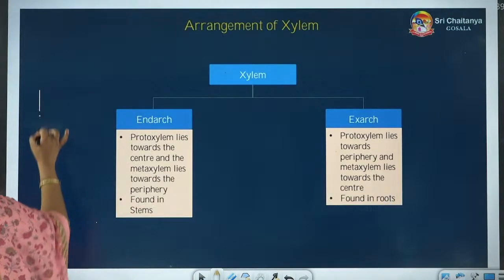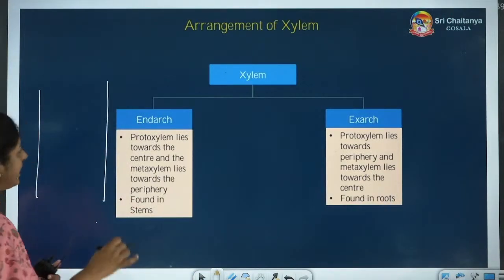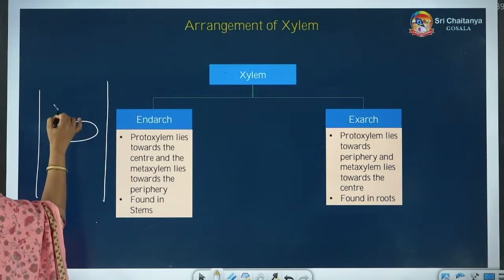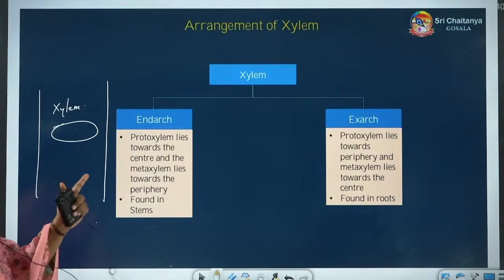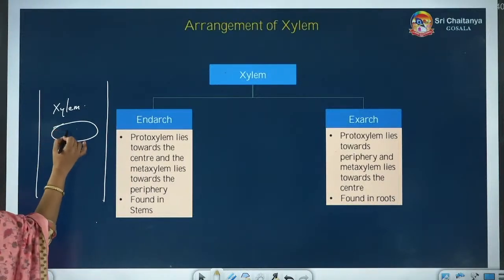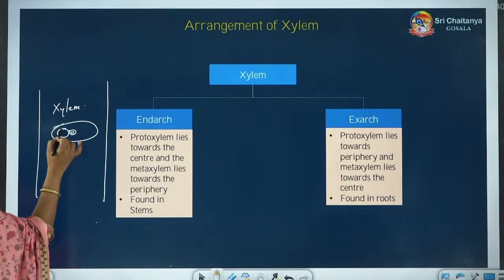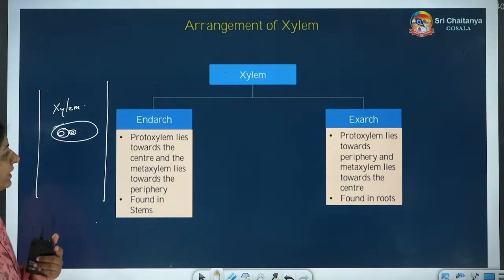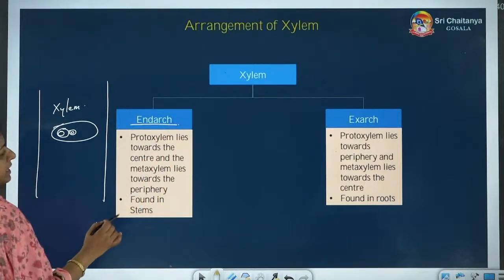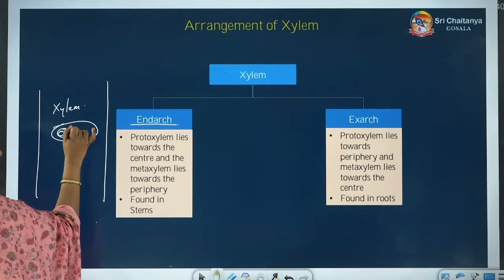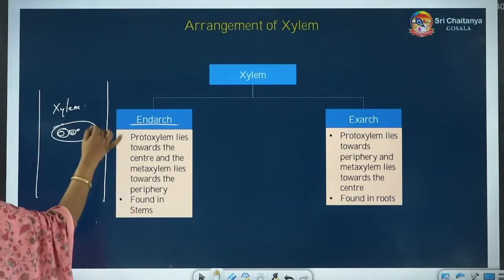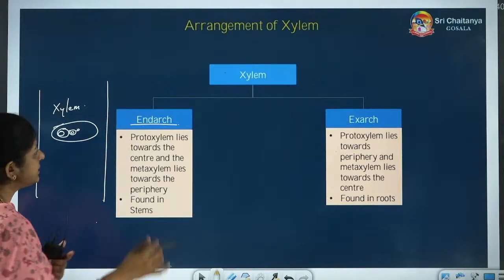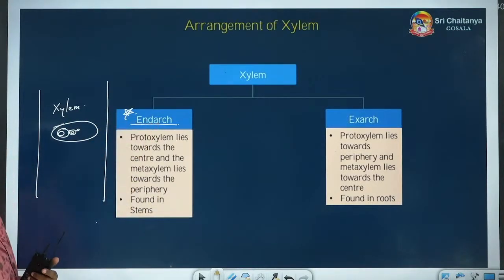Endarch means, suppose this is a plant, and the central part is where xylem is. When we are discussing the protoxylem, if it is towards the inner side and the outer side is metaxylem, that condition you call endarch. It means protoxylem is towards the center of a plant and metaxylem is towards the periphery, the surrounding of that. Such a situation you call endarch. This is usually the case of stems. In which case will it be present?